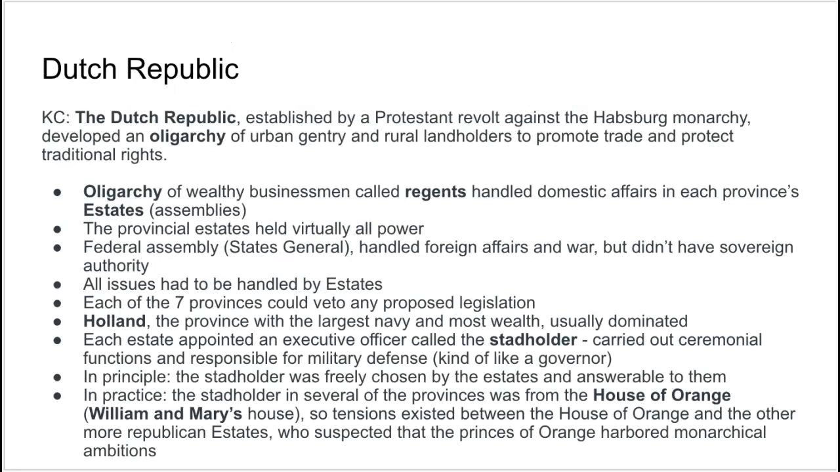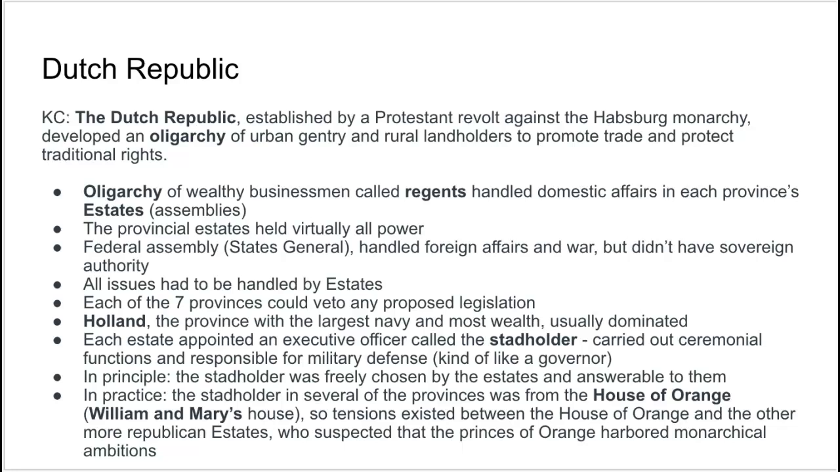The Dutch Golden Age is also sort of symbolized by the Dutch Republic, which your key concept outline wants you to understand was established by a Protestant revolt against the Habsburg monarchy. It developed an oligarchy. An oligarchy is the rule of a few over many, okay, of urban gentry and rural landholders to promote trade and to protect traditional rights. So an oligarchy of wealthy businessmen are called regents, and they handle domestic affairs of each province's estates or assemblies. So think of an estate as sort of like a state government.